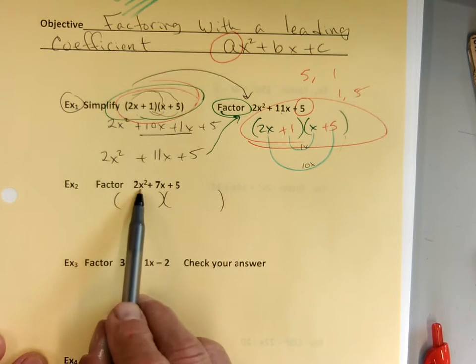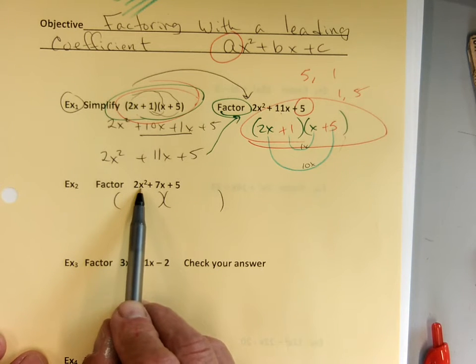Okay, again, how do I make a 2x squared? What times what makes 2x squared? 2x and x. We agree with that?